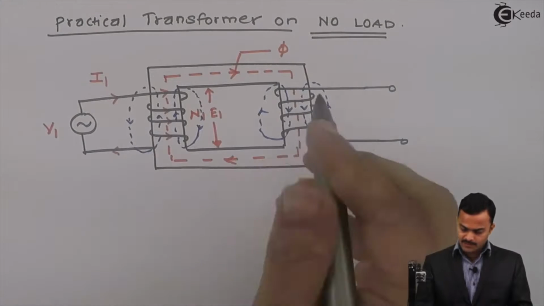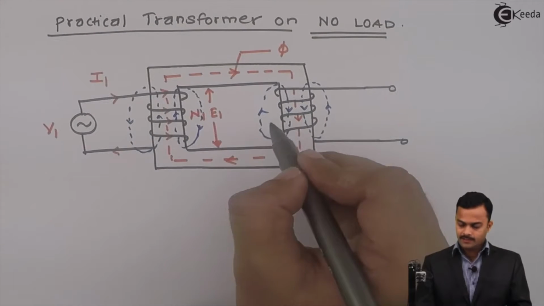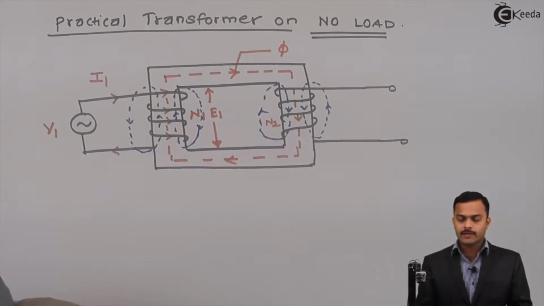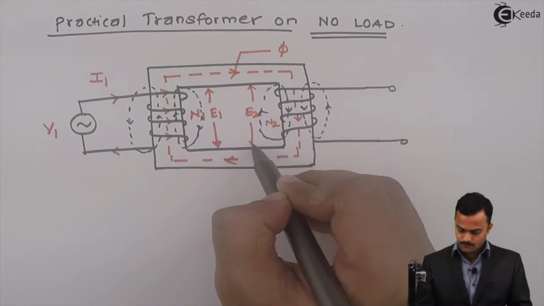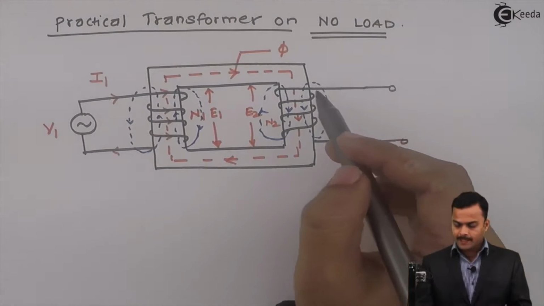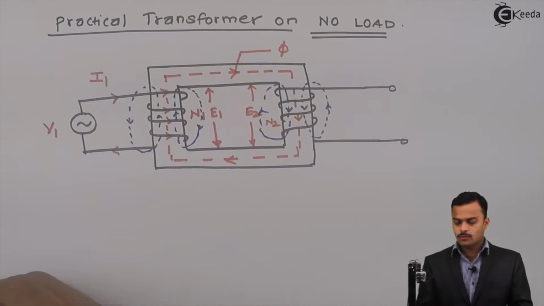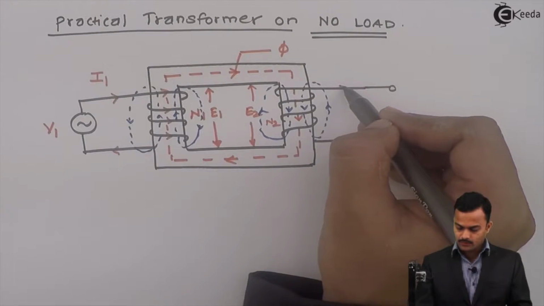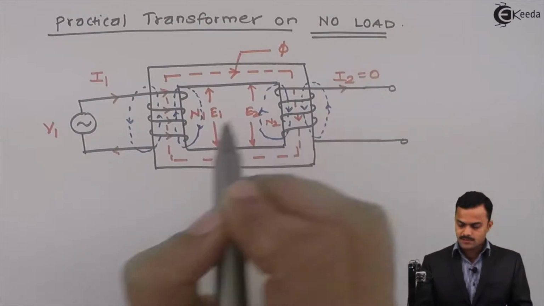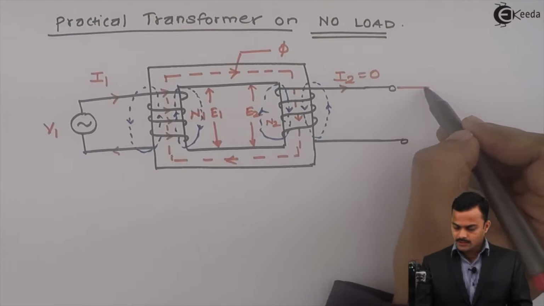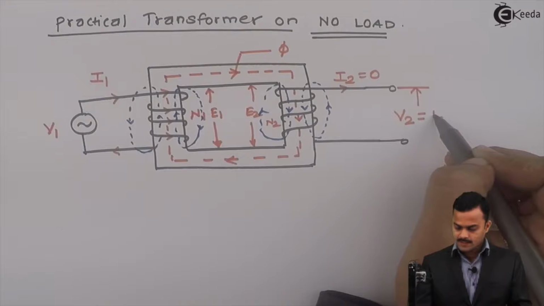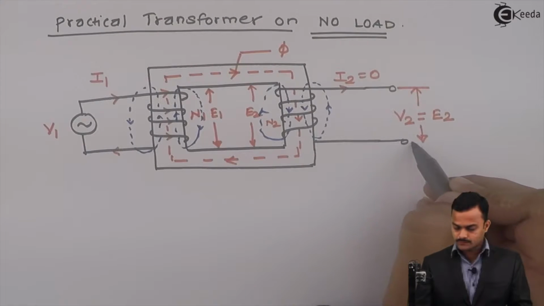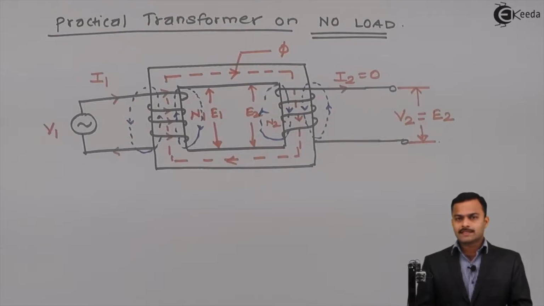And the maximum part of the flux will link with this winding having N2 number of turns, which will give rise to EMF E2. Now I am keeping this winding open circuited, hence the current flowing here, I2, equals 0, because of which the voltage, which we call the terminal voltage V2, is the same as the secondary side induced EMF E2. So this is what happens at no load.